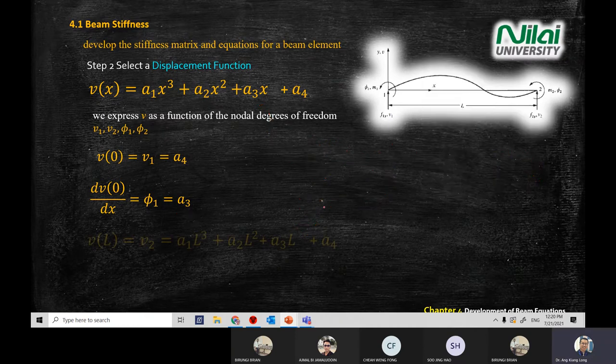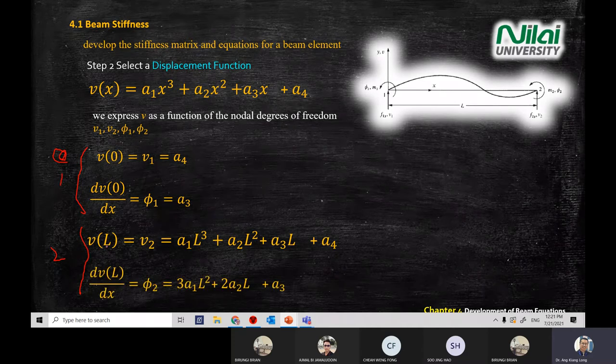All right. So then, as I asked you a question just now for point number 2, this is at point 1, and we start looking at point 2. Point 2, x equals L. So you substitute x equals L in this polynomial equation, you will get a1 L cubed and so on. This one was answered by Chia just now. So you do the same. You differentiate one more time, dv over dx just now, and you substitute x equals L. Then you get rotation angle for point number 2.